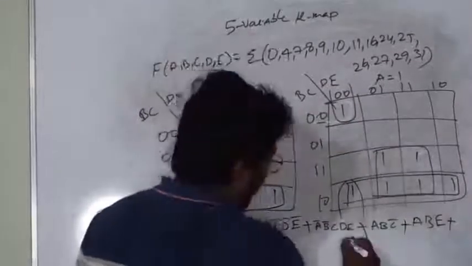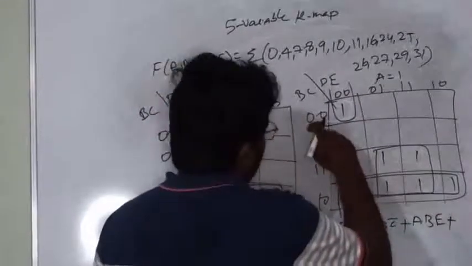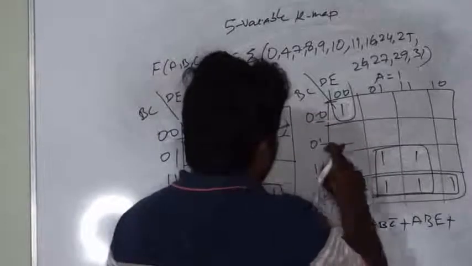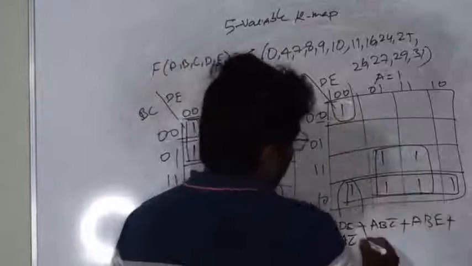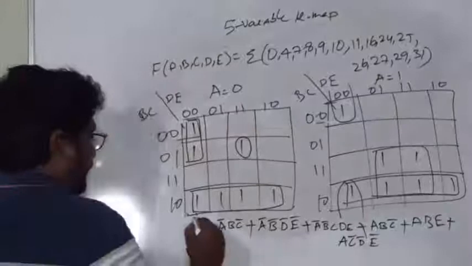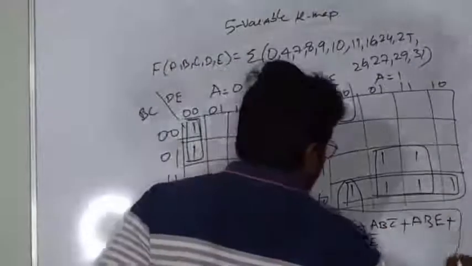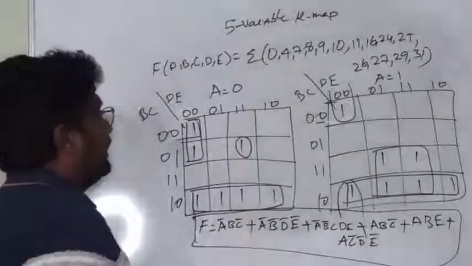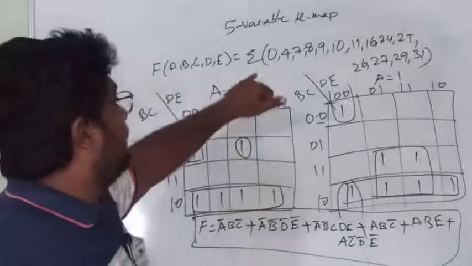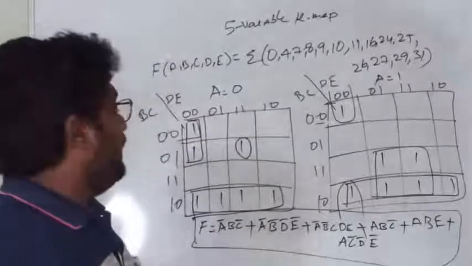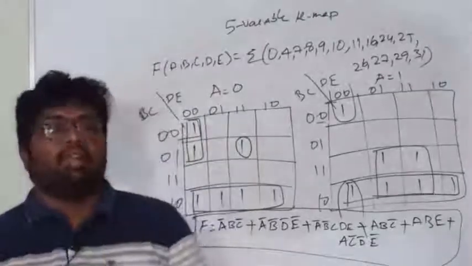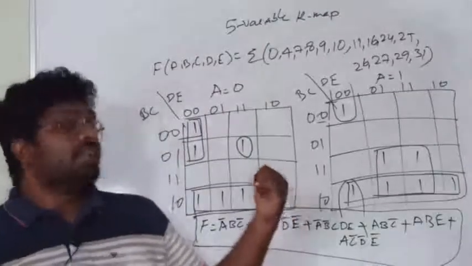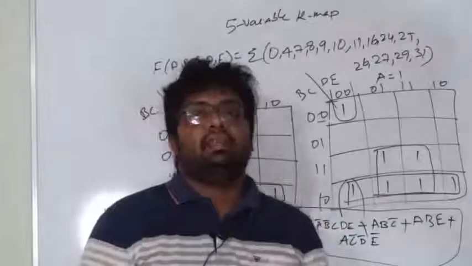Plus now take this pair. For this pair, A is 0 and 1, it's varying, B is varying, C is not varying, and D and E are not varying. So this is the final expression or the reduced K-map expression for the given Boolean algebraic expression by using the K-map. So this is how we will be representing the 5 variable K-maps.